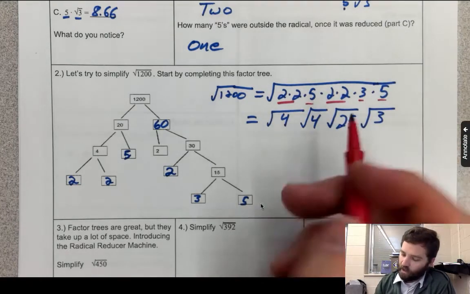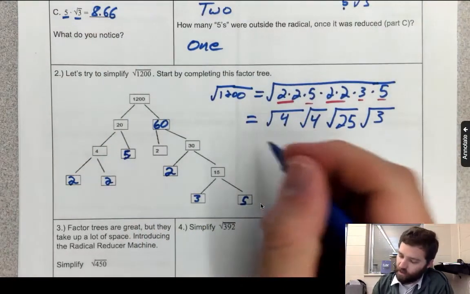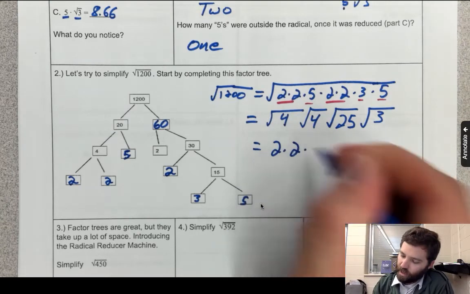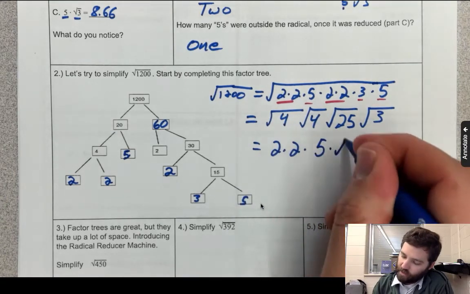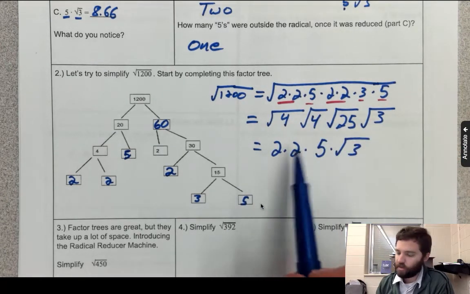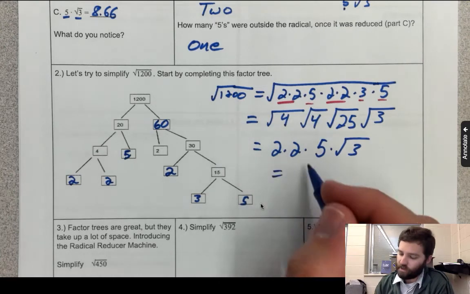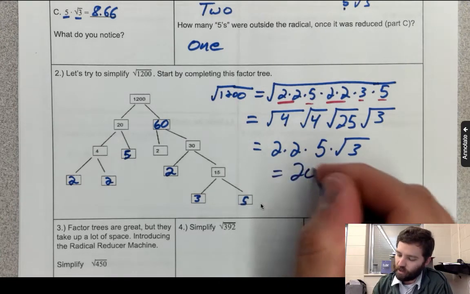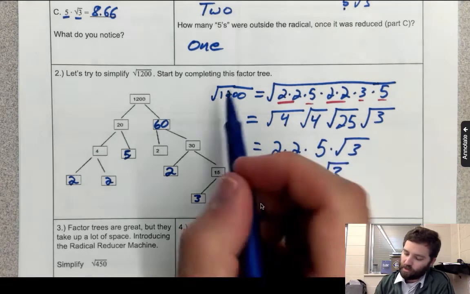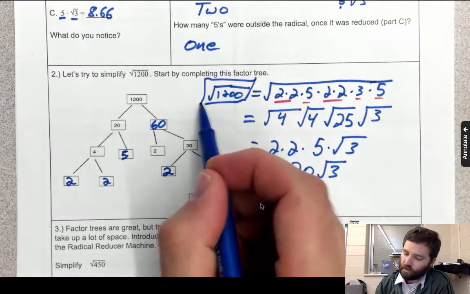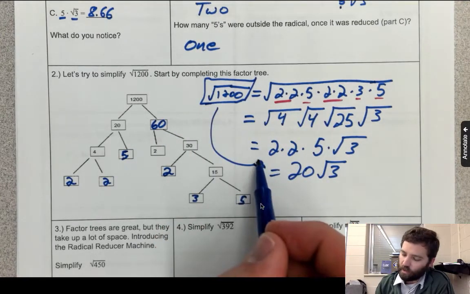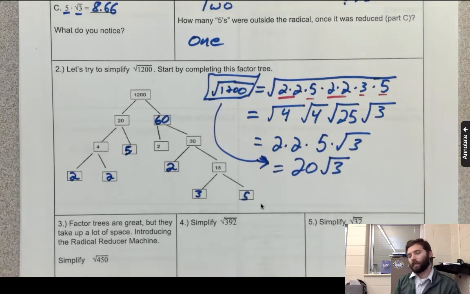Okay, all of these are perfect squares, so I end up with 2 times 2 times 5 times the square root of 3. And then just simplify out in front. So this is 2 times 2 is 4, times 5 is 20. So I get 20 square root of 3. So the square root of 1200 becomes 20 square root of 3 in its simplified form.